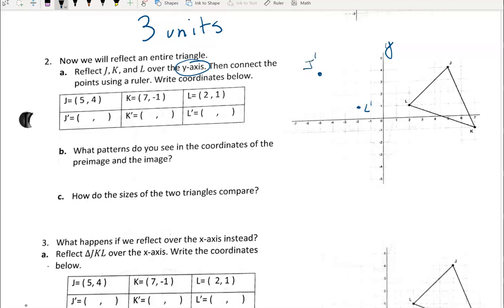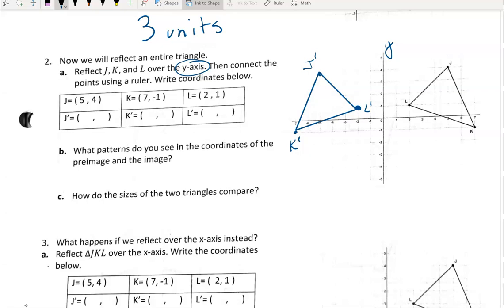And then K is at 7. So it's 7 away from the y-axis, so it has to be 7 on the other side at -7, and that's going to be K prime. And let's see if I can connect these with straight lines. That's not too bad. Okay, so we'll pretend that this connects here. We'll make a little bit bigger of a point there. So what pattern do you see in the coordinates of the pre-image and the image?